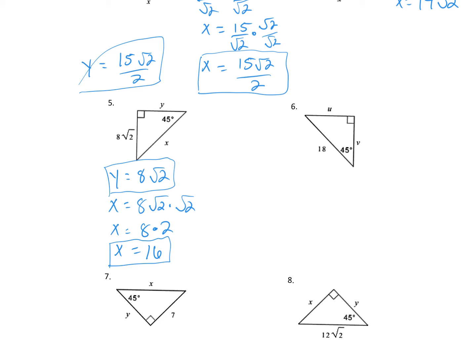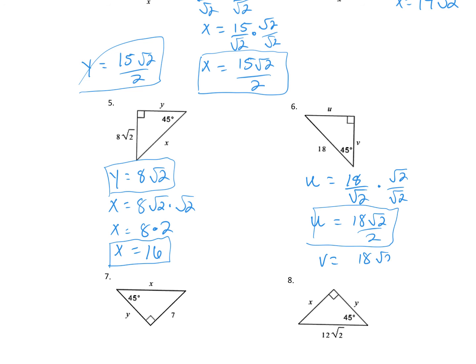Here, I don't know what this is, but I'll say u equals 18, and I'll just divide that by root 2. So then I need to multiply by root 2 over root 2. U is then 18 root 2 divided by 2. And then V is the same as U.